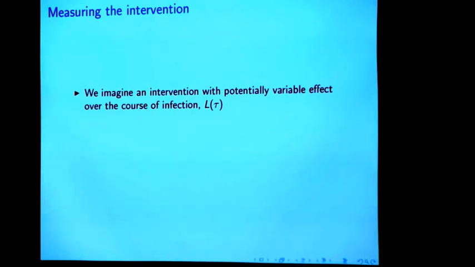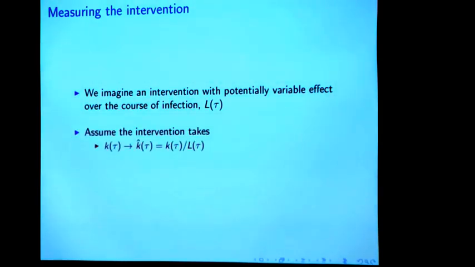And I'm going to do that by defining a strength of intervention as a factor, sort of the reciprocal of the way we usually think about it, because I want to think of it as a strength. So I'm going to divide by it instead of multiply it. So I'm going to say my intervention takes kernel to kernel hat, where the kernel hat is the kernel divided by L. So if I was vaccinating 75% of the population, L of tau would be 4, and I should probably remind you tau with the kernel is the time since somebody was infected.